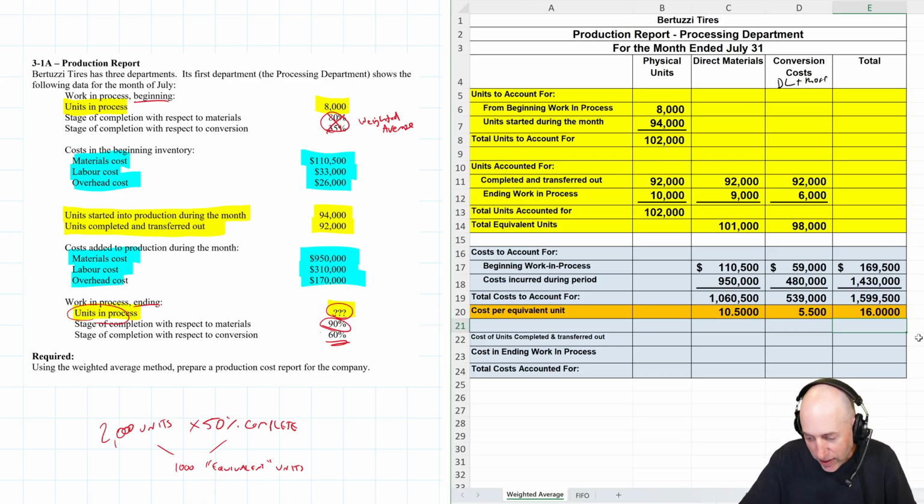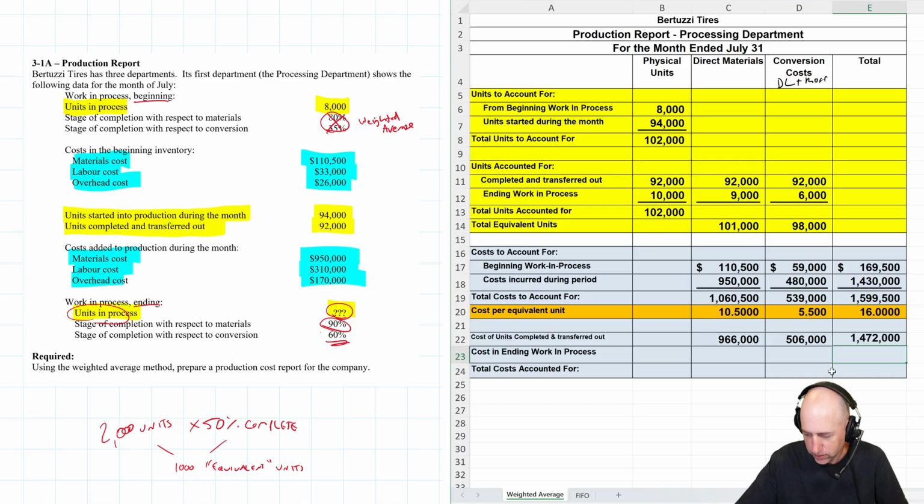Okay, so that's the key number, but we got one more step to do, and it's a little reconciliation at the bottom that feeds an important journal entry. Here's the reconciliation at the bottom. It says cost of units completed and transferred out. I take my cost, 10.5 for materials, multiplied by completed and transferred out, 92,000. I take my cost, 5.5, I multiply by completed and transferred out, 92,000. I add these two together.